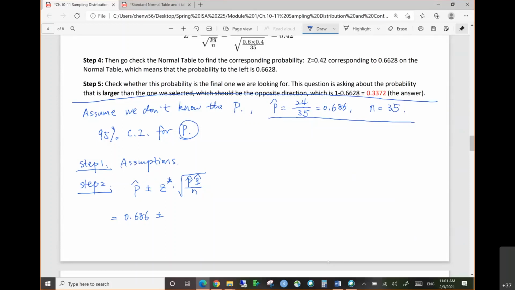Kenzie, is that right? Yes. Okay, so what will be the z star? What is the value for the z star?